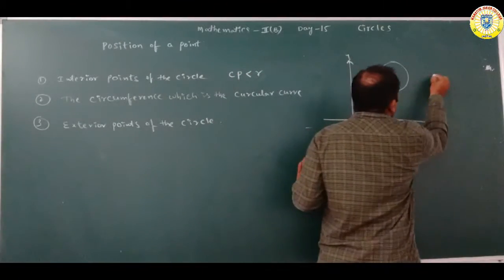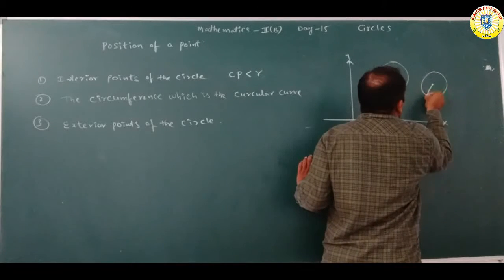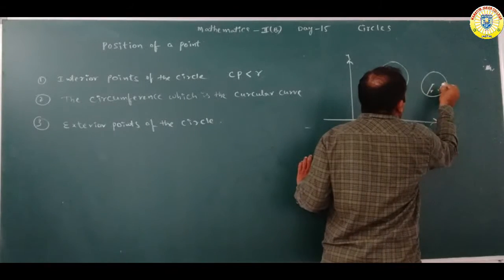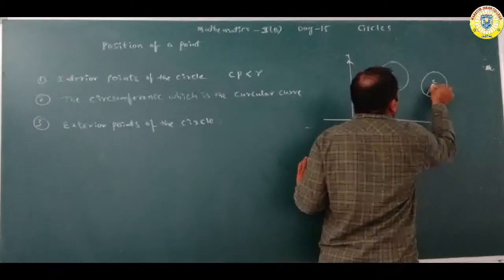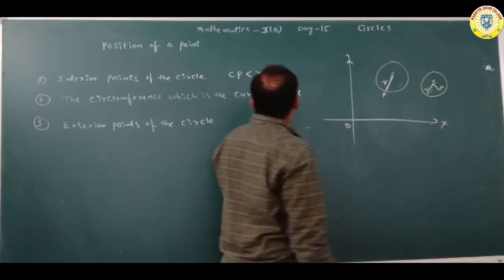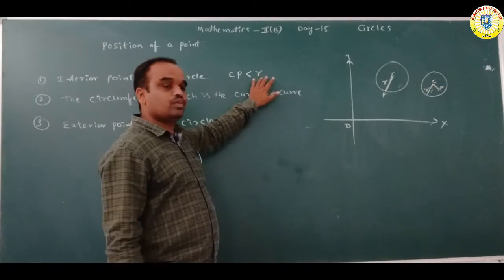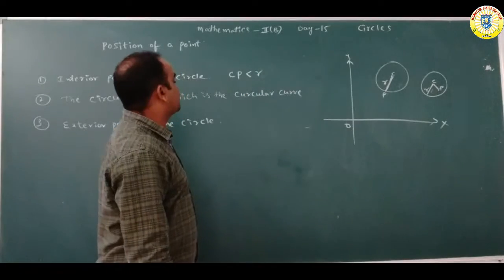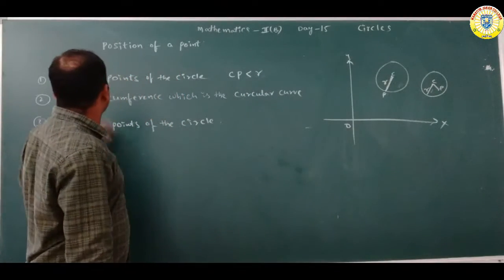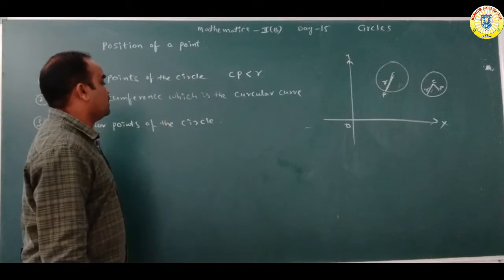Like this, this is the small r, the radius. Here the point P is there, and this is CP, which is less than the radius r. So if CP is less than r, then P is an interior point of the circle.